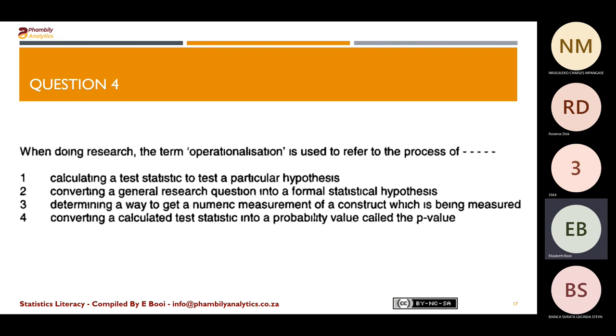When doing research, the term operationalization is used to refer to the process of: one, calculating a test statistic to test a particular hypothesis; two, converting a general research question into a formal statistical hypothesis; three, determining a way to get a numeric measurement of a construct which is being measured; four, converting a calculated statistic into a probability value called the p-value. Number one, number two, number three?